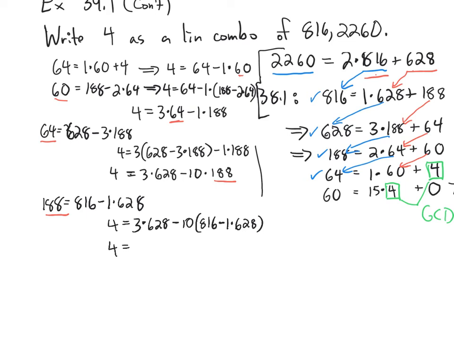So we have positive 10 628s plus 3 628s. So that's 13 628s minus 10 times 816. Just cleaning up the top. So now we've written 4 as a linear combination of 628 and 816. So let's do our last line here. We're going to solve the top equation there for 628 for the remainder.